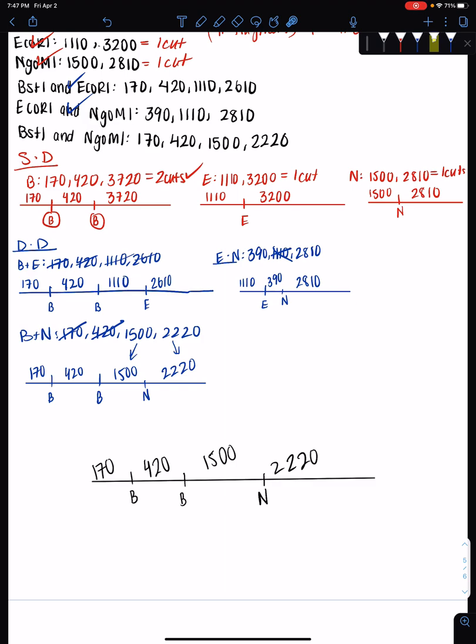Okay, cool. So out of all of these numbers, these two numbers, 390 and 1110, they equal 1500 right here. So this 1500 can be split into these two numbers. Let's go do that. So right here, 1500 can be cut by E. The smaller area can be 390, and this larger area right here is going to be worth 1110.